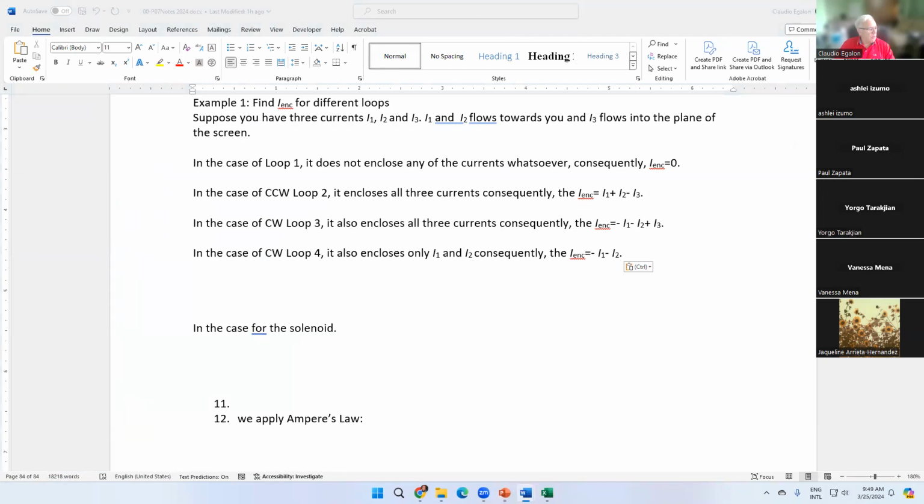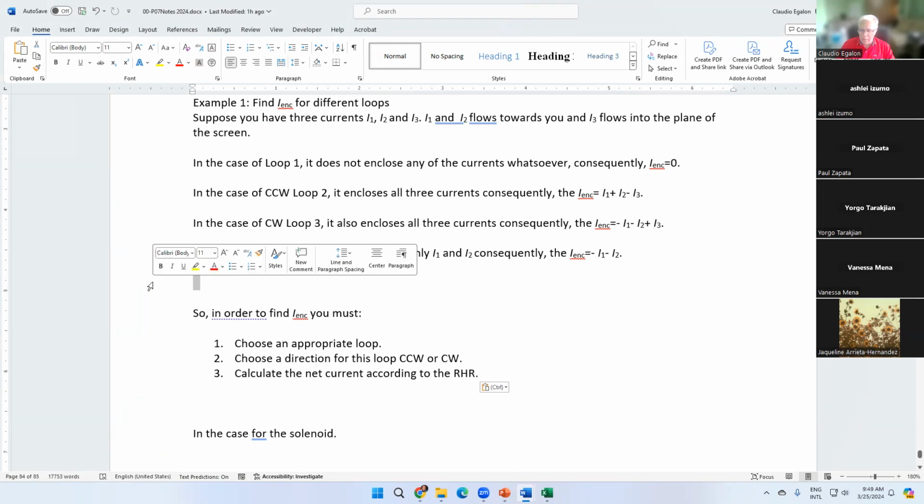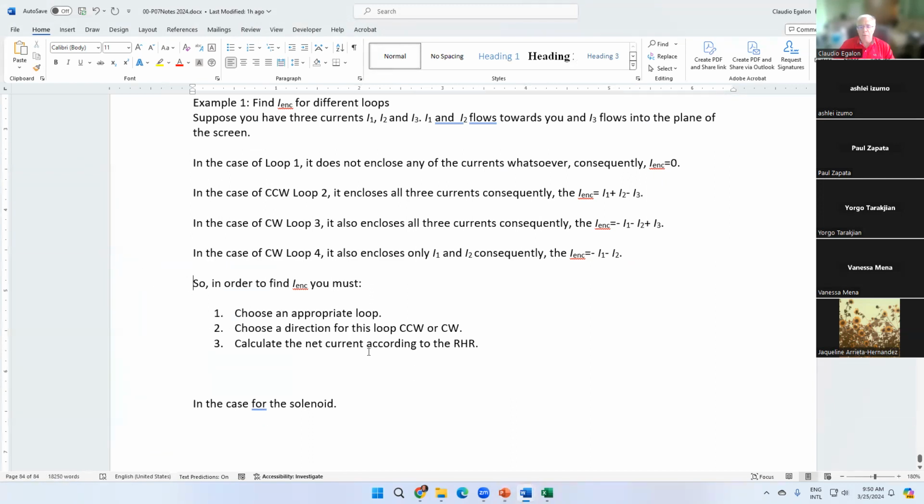So in order to find I enclosed, you must choose an appropriate loop, choose a direction for this loop, counterclockwise or clockwise, and calculate the net current according to the right-hand rule.